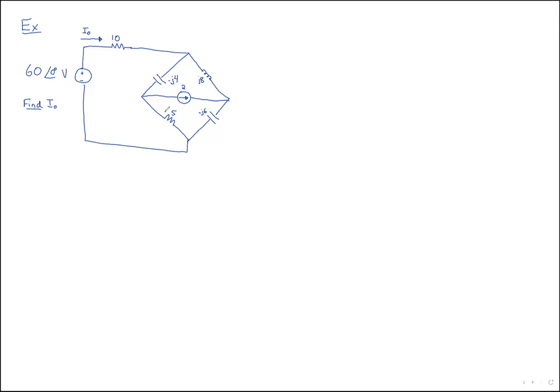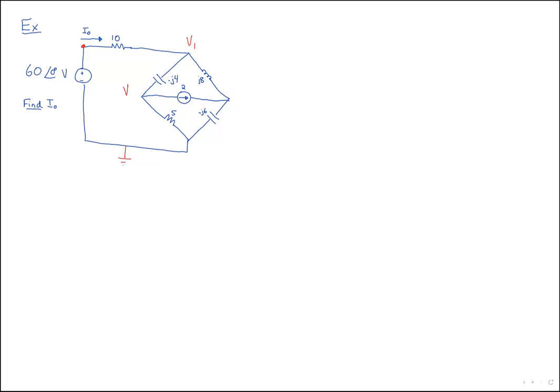Another way to look at it is to do nodal analysis. And we could definitely do nodal analysis. We could put a ground down here. We know what this node is. It's 60 angle 0. We don't know what this is. We don't know what this is. We don't know what this is. So we'd end up with a 3x3 set of equations. Definitely doable, but that's not the way we're going to do it.